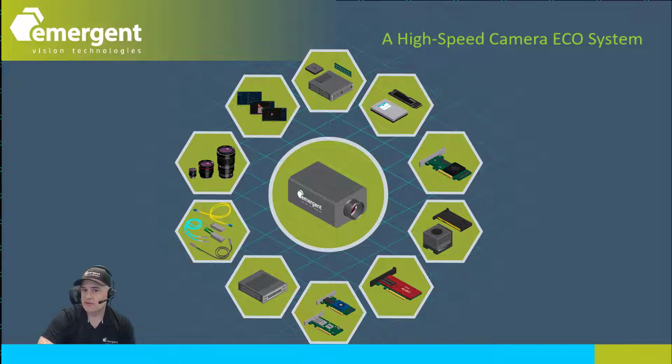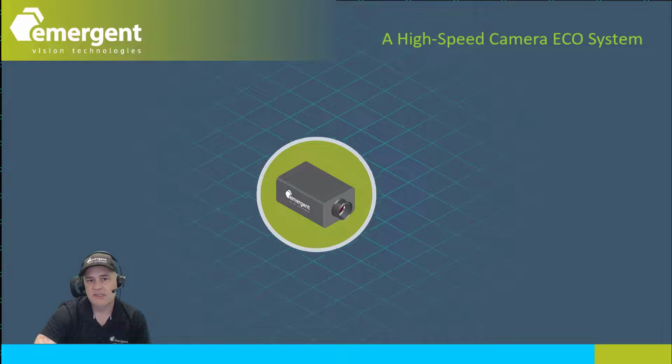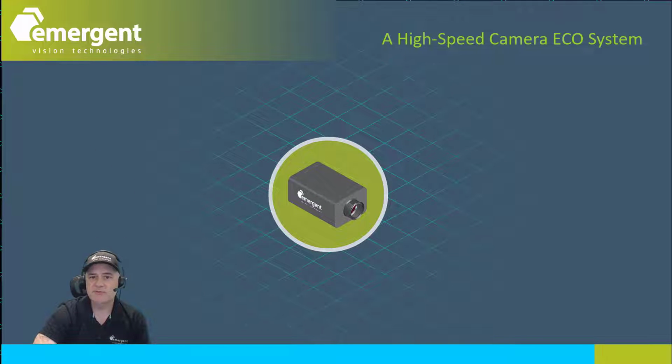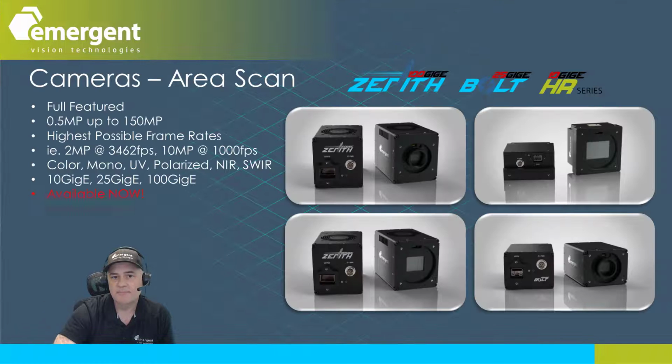We introduce now the Emergent high-speed camera ecosystem, where all items we provide or recommend are thoroughly tested at both the component and system level. Let's first have a look at the cameras we provide at Emergent. Emergent area scan cameras are best known for covering an extremely wide range of resolutions and frame rates. We incorporate all the best sensors from Sony and G-Pixel.